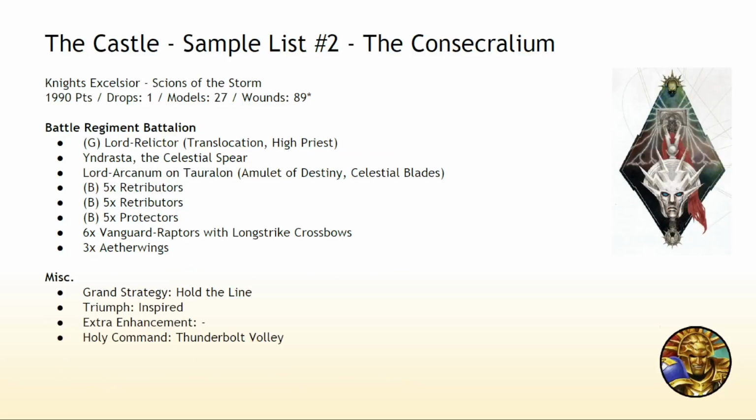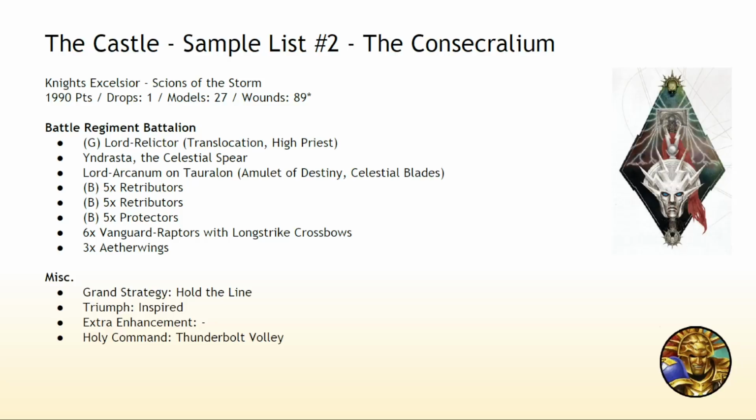Let's take a look at a different kind of castle. This one I've called the Consecralium, because that's the name of the Knights Excelsior's main Stormkeep. And this list is formed around a Lord Relictor, again with Translocation and High Priest, but it uses Andrasta as a feature, and there's only elite units. There's only Liberators, Protectors, and Long Strikes.